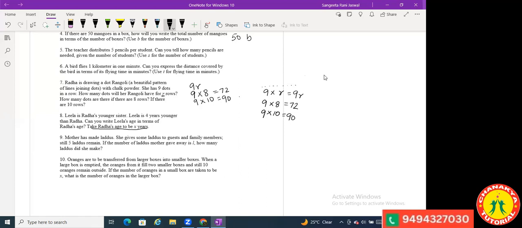Now see, in every question, they have given you some variable. Take this as t, flying time. Take this as number of students. Take this as number of rows r. Take this as x, Radha's age. But what if the variable is not given in the question, then how do you take the variable? In this question, two names are taken, Radha and Leela. Whom should I take as a variable?